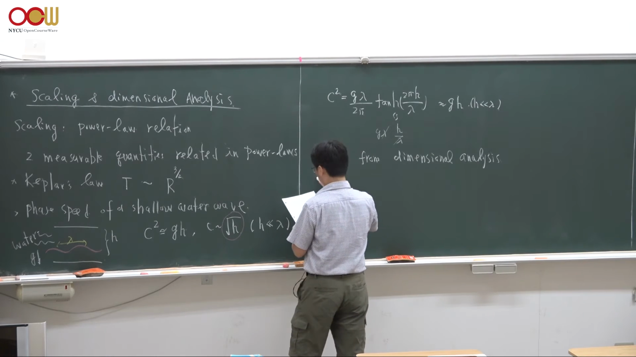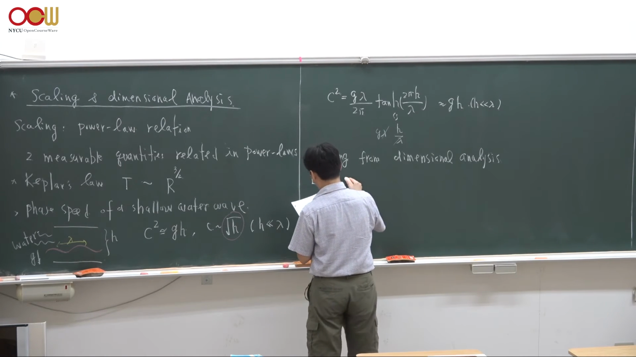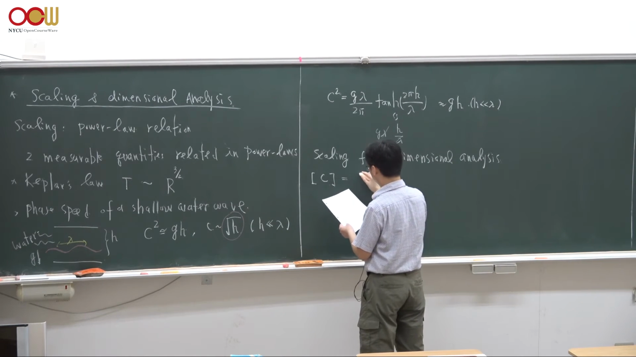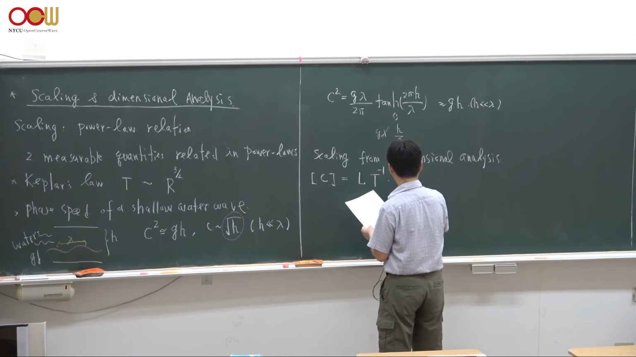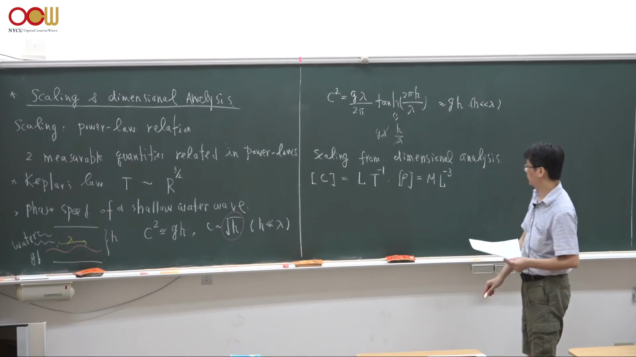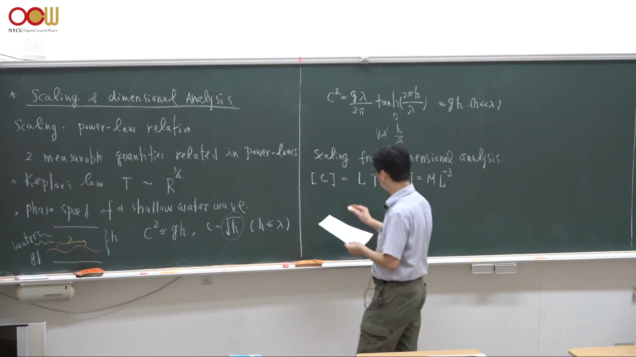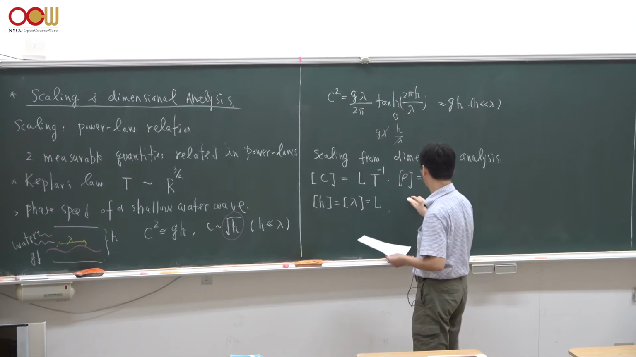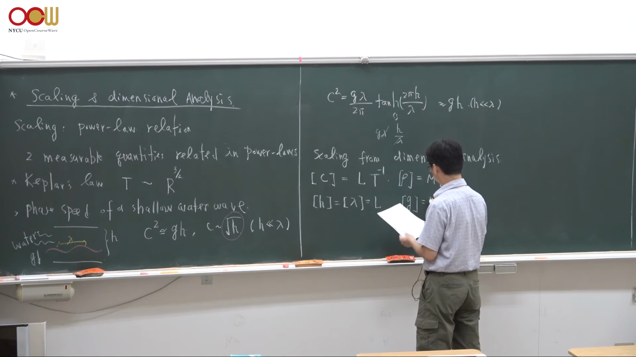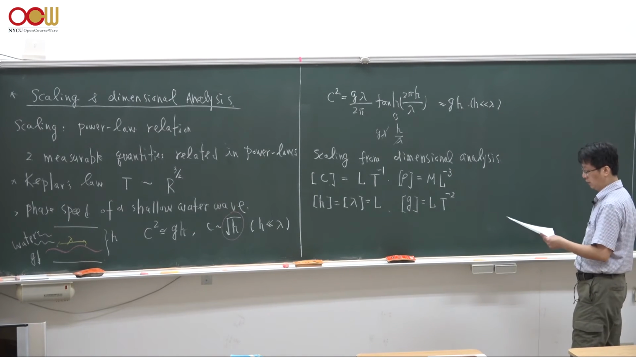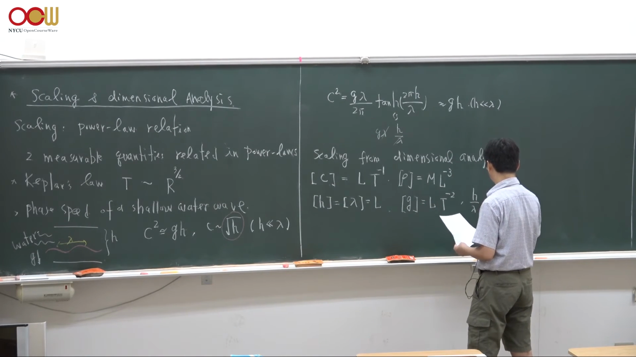If we do so, let me just write down the scaling dimensions of various parameters. Say the phase speed, which is length scale times inverse time; the density has a scaling dimension of mass divided by volume, length scale to the power of -3; the height has a scaling dimension of length scale, the same as lambda; and the gravitational constant g has the unit of acceleration, which is length scale divided by time squared. Again, h over lambda is almost 0.